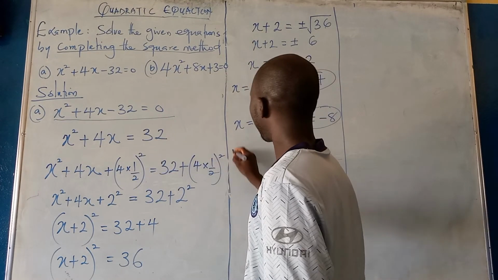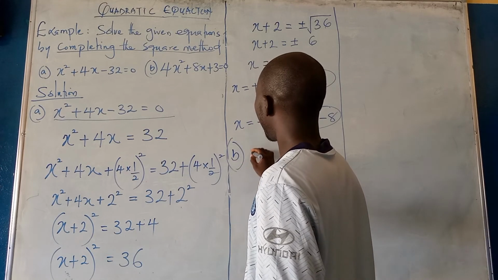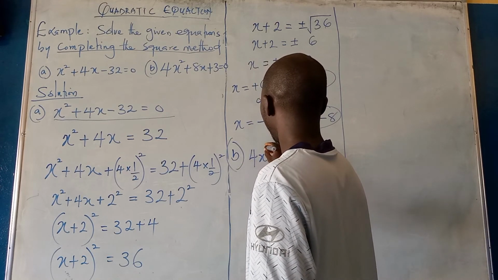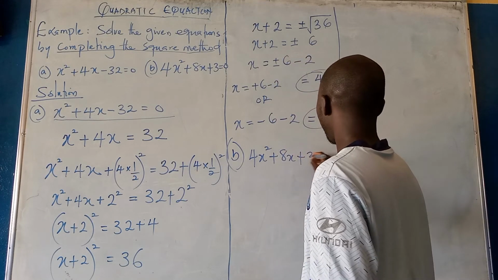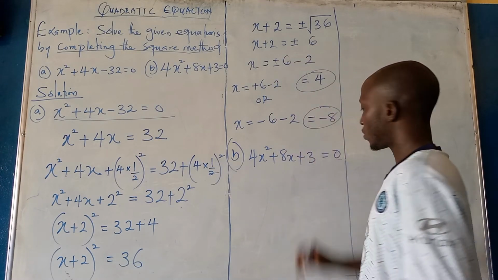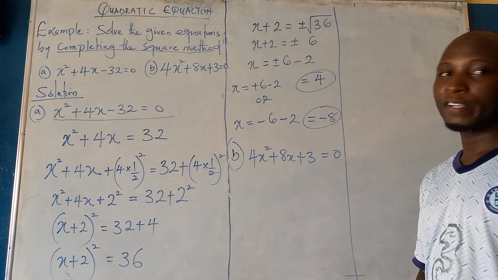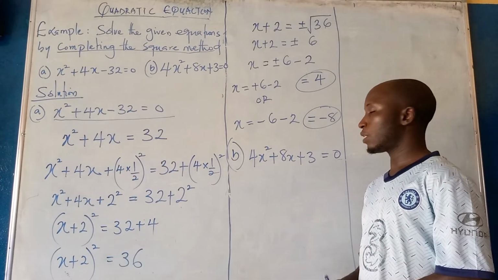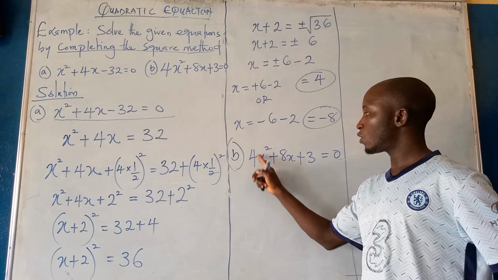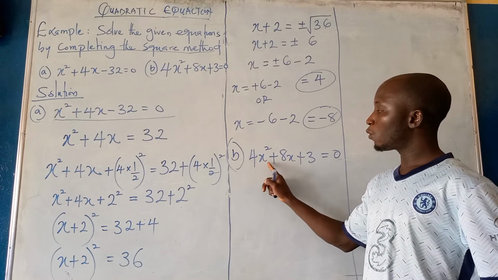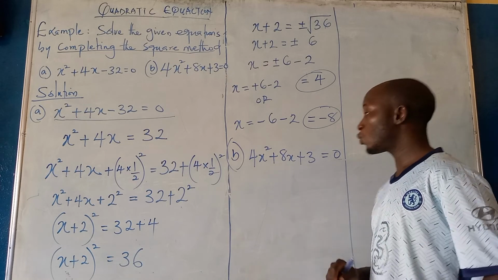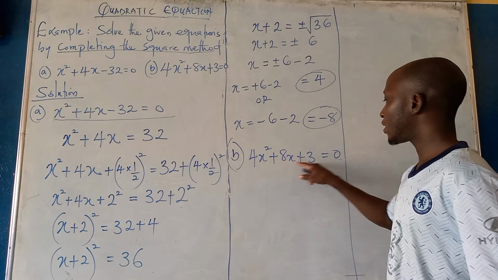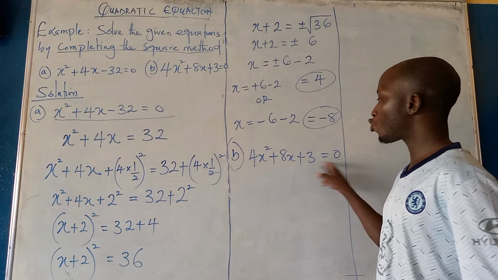Now let's look at b. So you have 4x squared plus 8x plus 3 equals 0. First we make sure that the coefficient of x squared is 1. But here the coefficient of x squared is 4, so we have to make it equal to 1. That means we divide through by 4.